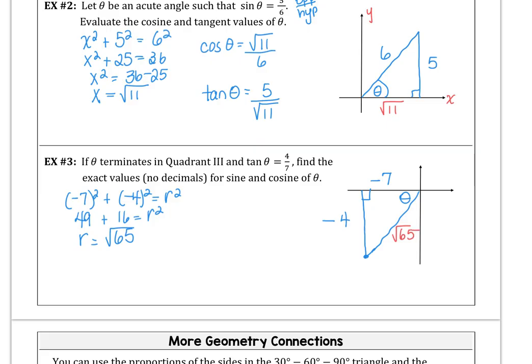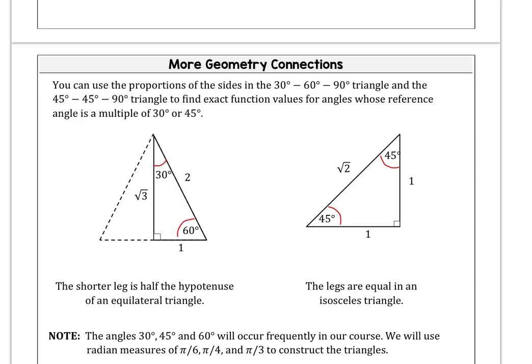Then we want the sine. So the sine of our angle theta is the side opposite divided by the hypotenuse, and the cosine of theta is the side adjacent divided by the hypotenuse.